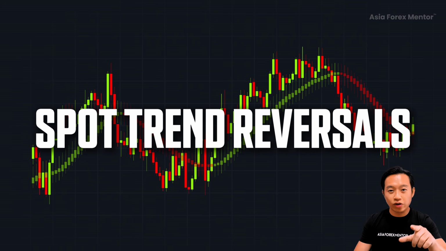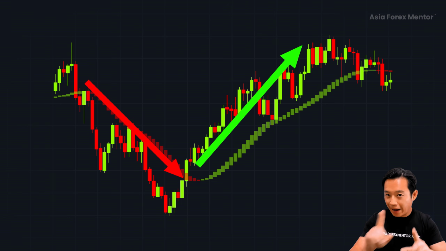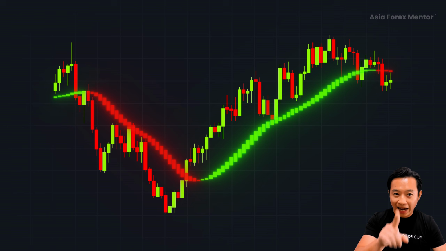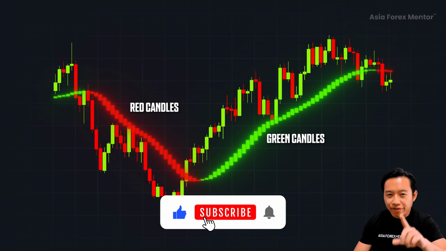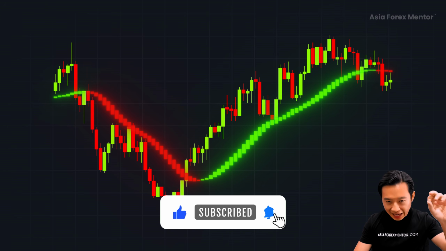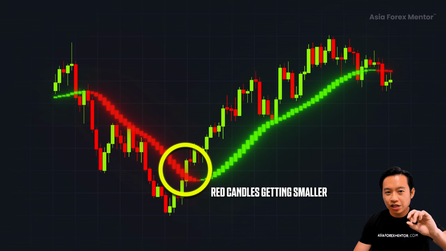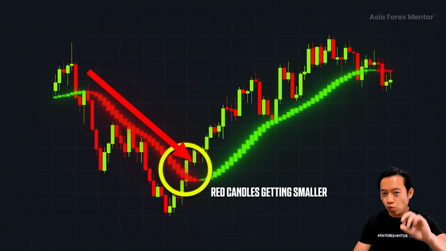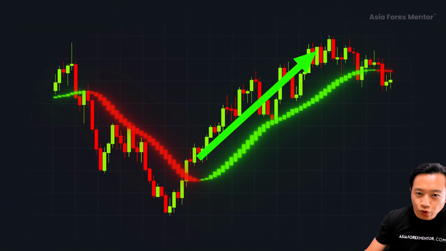So for example, if you look at this, we identified the trend reversal from a downtrend to an uptrend at the point when the Heiken Ashi shifted from the red to the green candle. Now, before the color change, the red candles were actually getting smaller. So this shows that the downtrend is weakening, right before the uptrend started. Okay, now here's how to put it together.